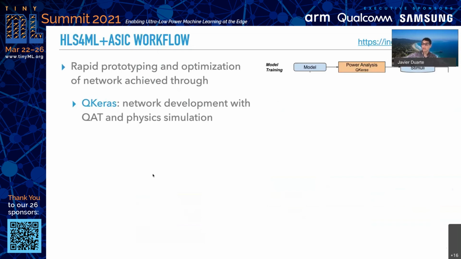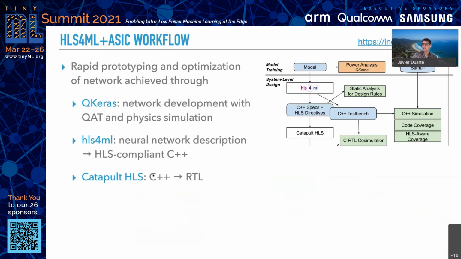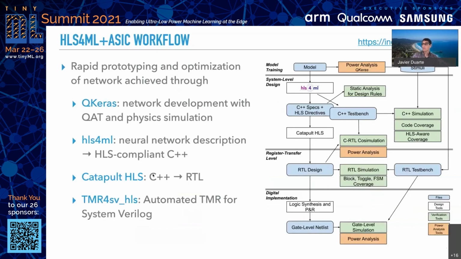The way that we develop this is using a combination of some of the things I've talked about already. We use QKeras to develop the network with quantization-aware training. We use hls4ml to convert it, and Catapult HLS to convert it to HLS and RTL firmware. And then we also use TMR, triplication, to make it robust to radiation, so make it more radiation tolerant.